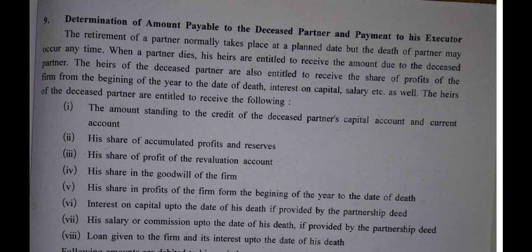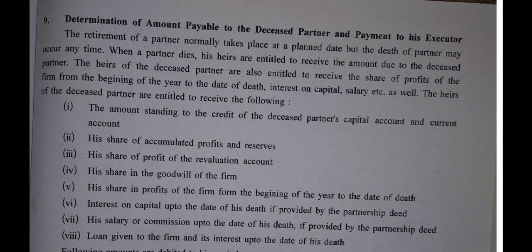Now, say for example, the accounting year has started on 1/4/2015 and the partner meets death after 6 months of the same. Yes, of course, it was not planned. So the amount of profit from the beginning of the year till the date of his death is to be calculated and is to be given to the heirs of a deceased partner.